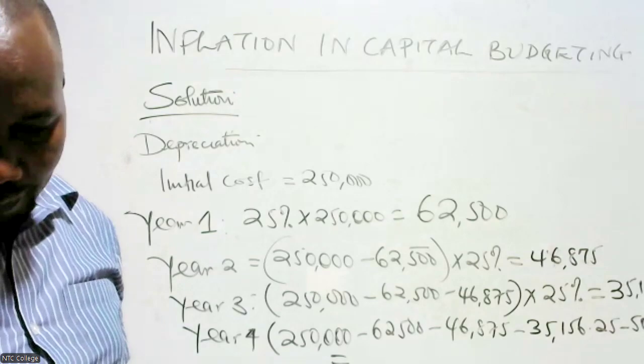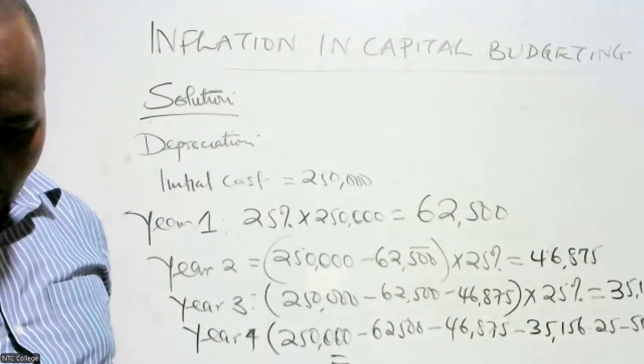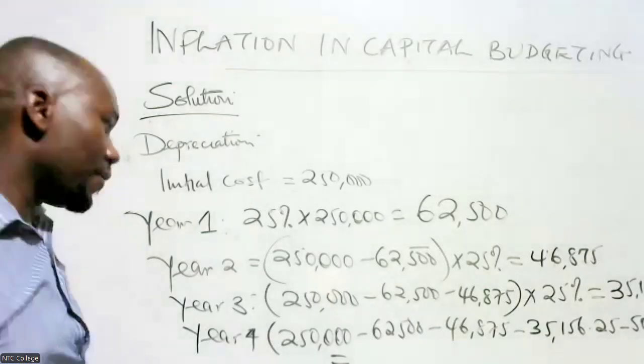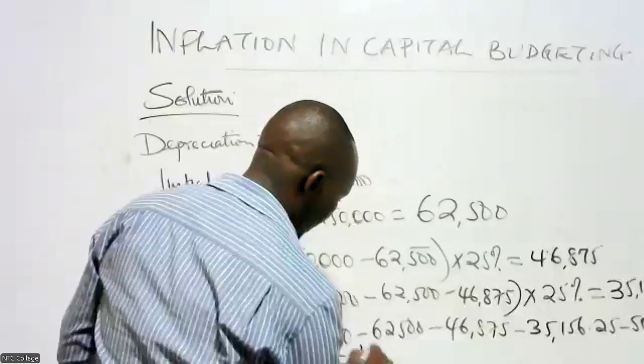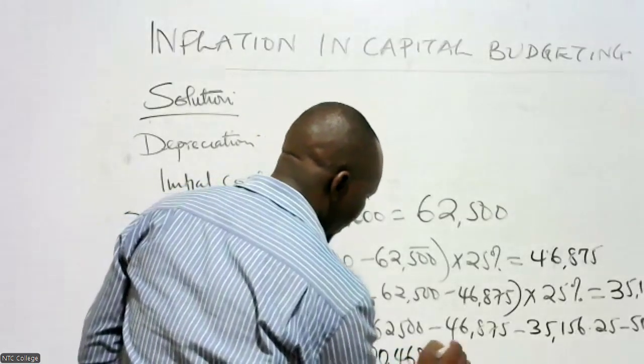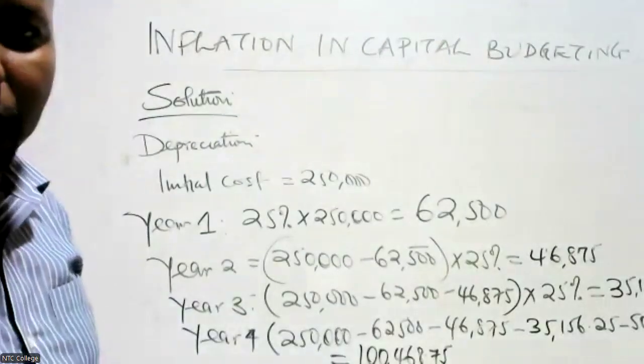What are you getting? I'm getting 100,468.75. So that is depreciation for that period, for the 4 years now.